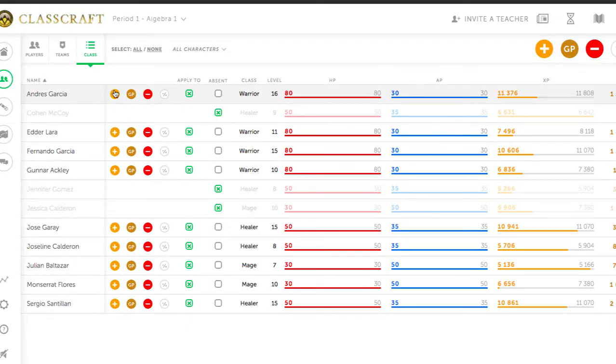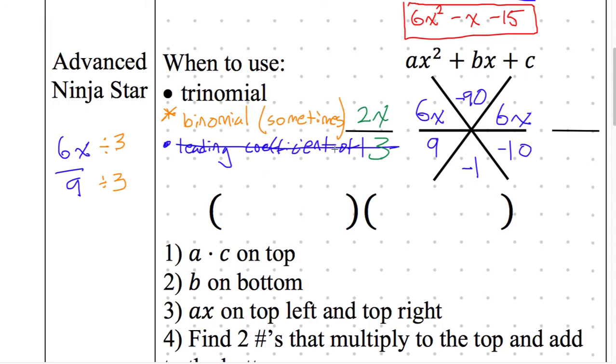So thank you, Andres. And I need someone to reduce this fraction on the right as well. I reduced the fraction on the left. I got 2x over 3. That means my answer is going to be 2x plus 3. I need someone to reduce this fraction, 6x over negative 10. Who can reduce 6x over negative 10? Sergio. Yep, divide the top and bottom by 2. 3x over negative 5, there it is.